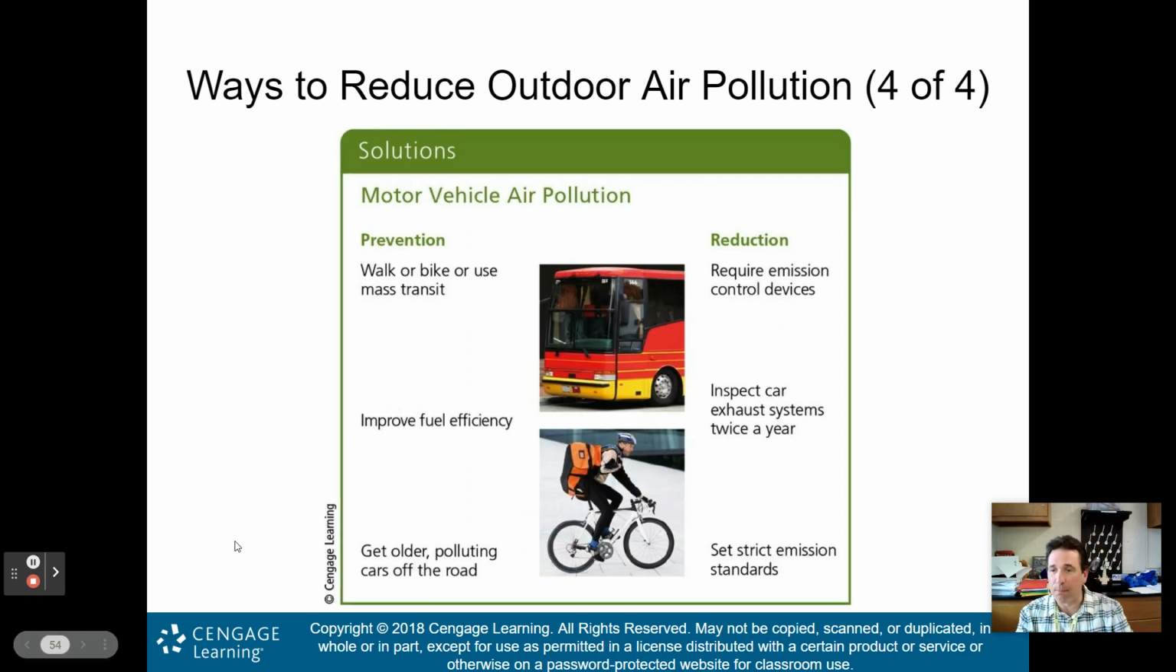How can we prevent motor vehicle air pollution, or the mobile air pollution? Well, obviously walk or bike or use mass transit, improve the fuel efficiency of our cars, and get older polluting cars off the road. How can we reduce it? Require emission control devices on our cars, inspect your car exhaust systems to make sure they're not pumping out excess amounts of pollution, and obviously set those strict emission standards, which could help.